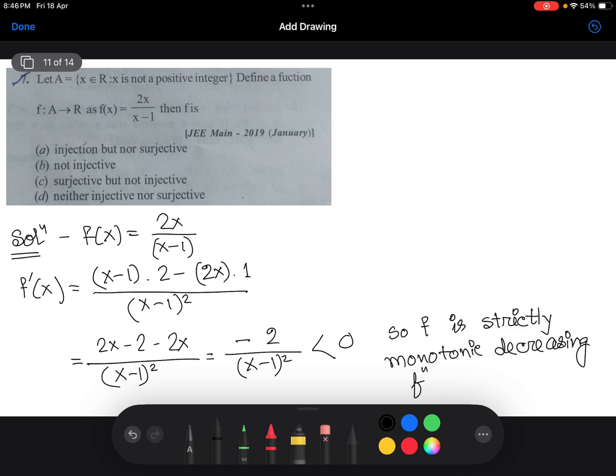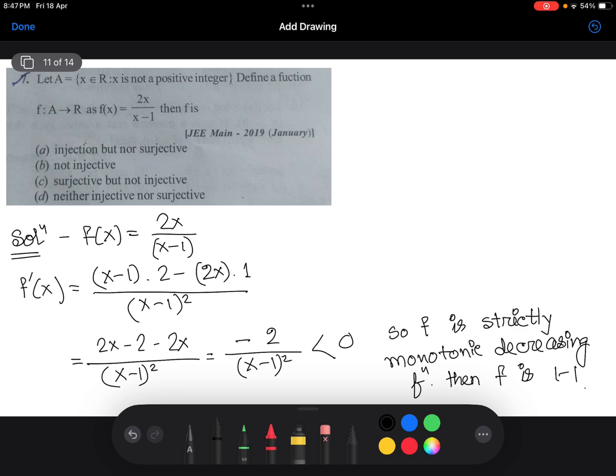Now what do we know? That if a function is throughout monotonically increasing or decreasing, then f is 1-1 or injective. Why? Because it is strictly increasing or strictly decreasing. We have seen from the remark that the function will be 1-1 if it is throughout monotonically increasing or decreasing, right? So injectivity we have proved.